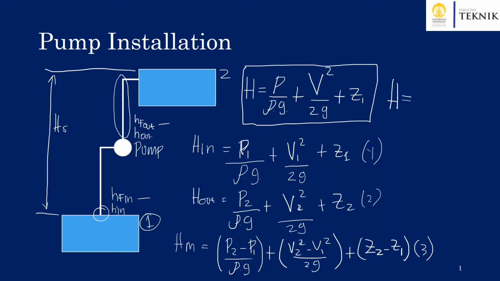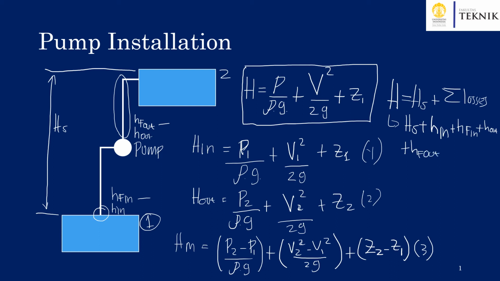It is also common to write this equation as the total head, that is a function of static head plus the sum of all losses, or we can expand it as static head plus head loss at the inlet, plus head due to friction at the inlet, plus head loss at the outlet, plus head due to friction at the outlet.